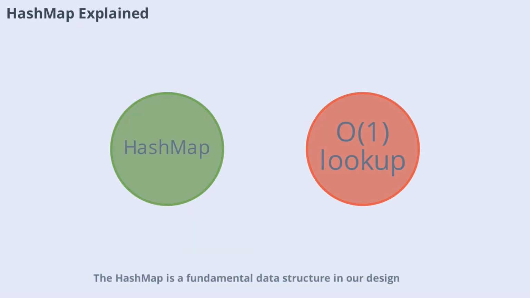The HashMap is a fundamental data structure in our design. It stores each entity's unique ID as the key and the corresponding score as the value. This allows for constant time access, making updates and removals extremely fast. Whenever an entity's score changes, we can quickly locate and modify its entry in the HashMap, ensuring the ranking stays up to date with minimal overhead.